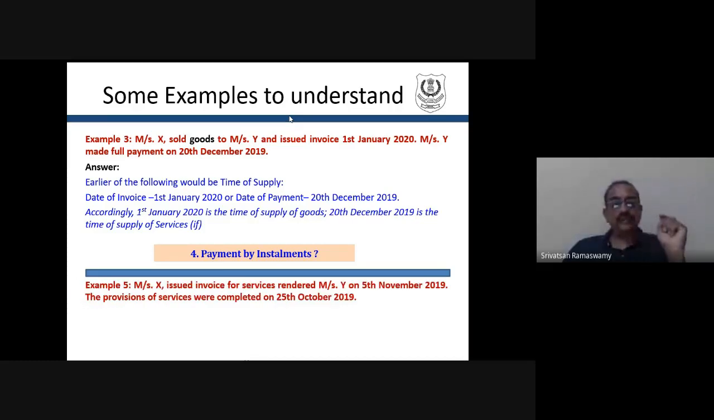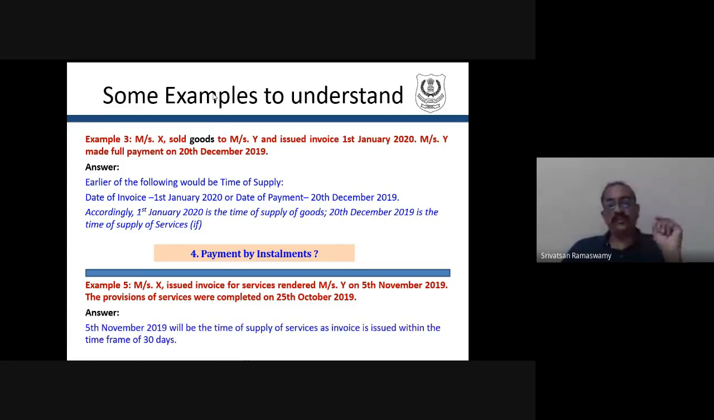And then one more example, X issued invoice for services rendered to Y on 5th of November 2019. The provision of service was completed on 25th of October. So what is the time of supply? Right, the answer is 5th November will be the time of supply of services, as the invoice is issued within a time frame of 30 days.